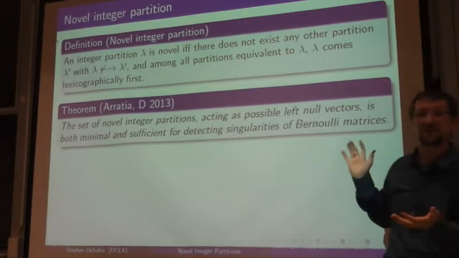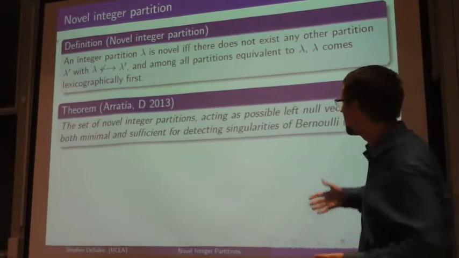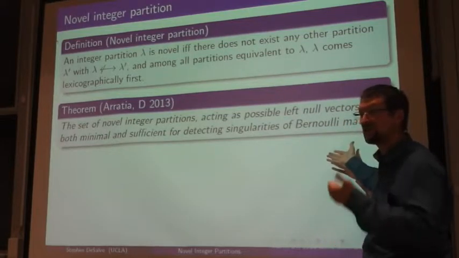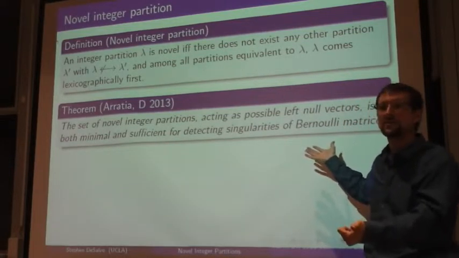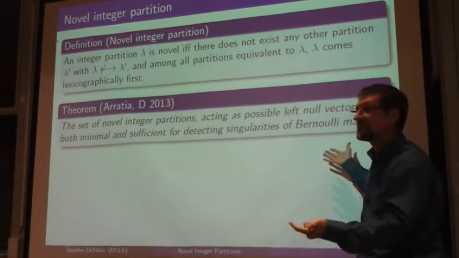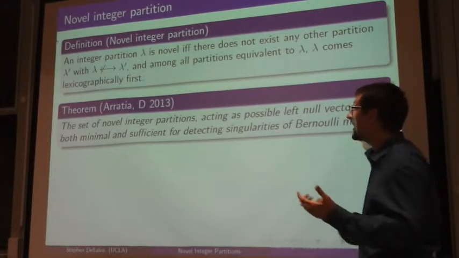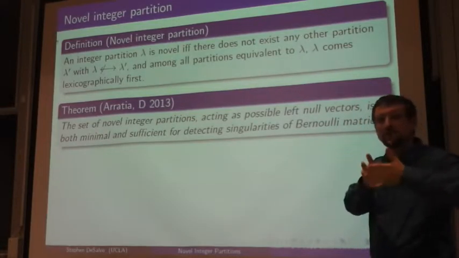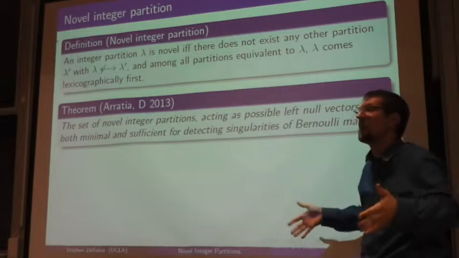You might want to know this, right? I've defined this collection of objects, and you might want to know, well, first of all, does this set of novel integer partitions detect all possible singularities? The answer is yes. And is there redundancy? And the answer is no. So it really is the set of indices for which you would want to base your asymptotic expansion off of. Okay?